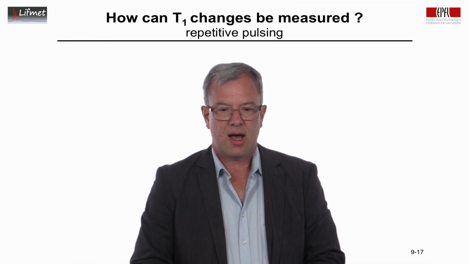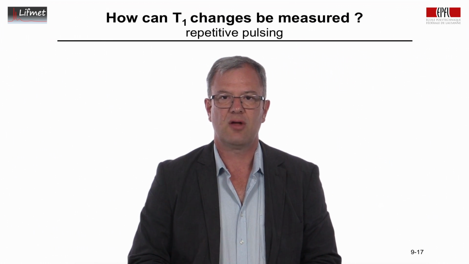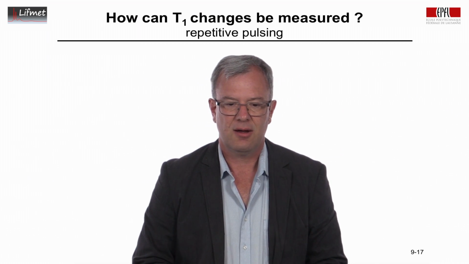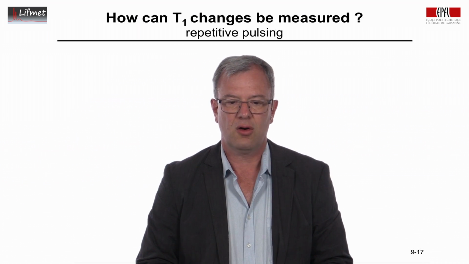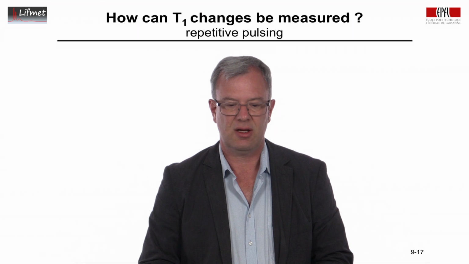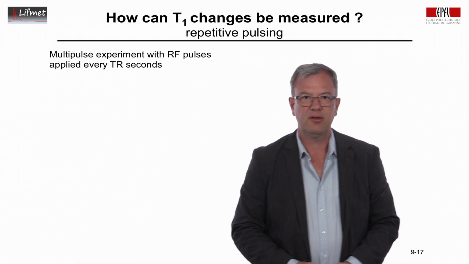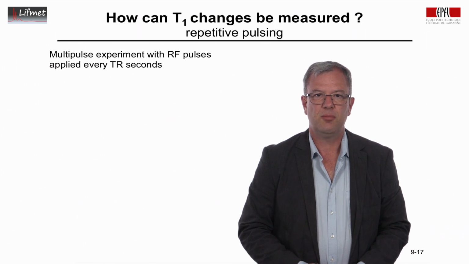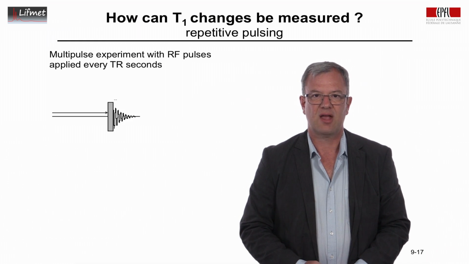Now, I want to give you an example. This is a preparatory example for what is to come next week. And this is how can we be sensitive to T1 changes? Or how can we measure T1 changes precisely? And here we'll consider a so-called multipulse experiment. So the experiment is fairly simple. An RF pulse, that is a B1 field, is applied every TR seconds.